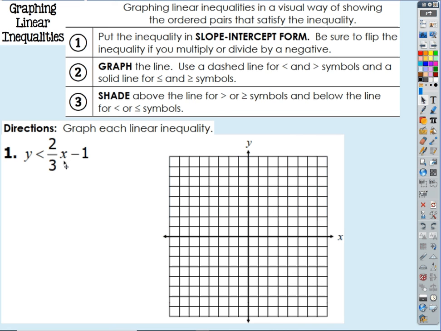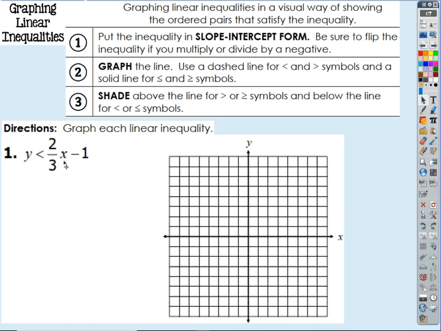So are we including the boundary line this time? No. We're not, are we? Because it doesn't say less than or equal to. It just says less than, right? If it said less than or equal to, then we'd be including all the stuff below or the line itself, correct? But this time we're not. This time we're only saying the stuff below.